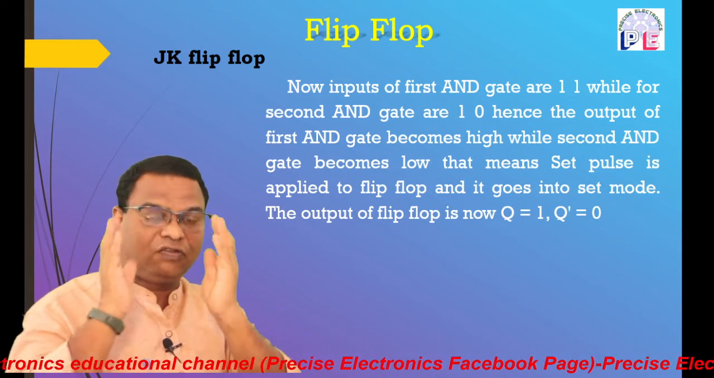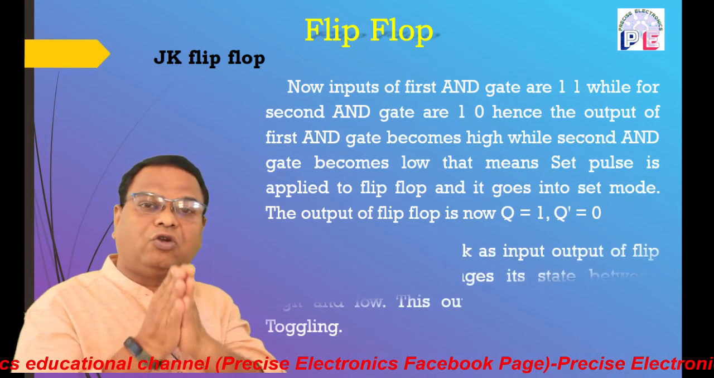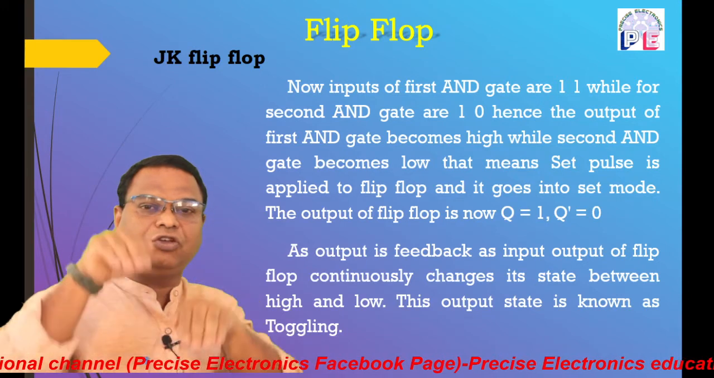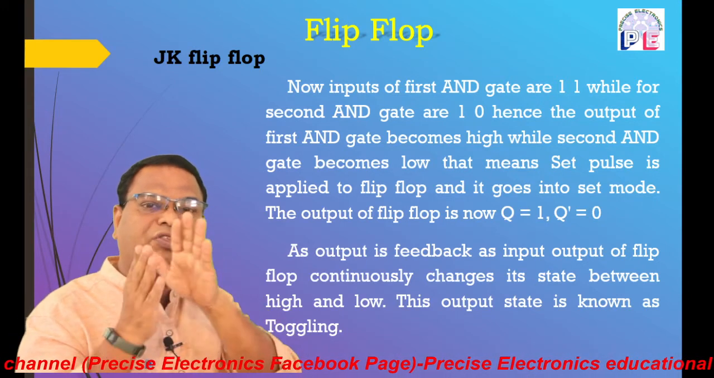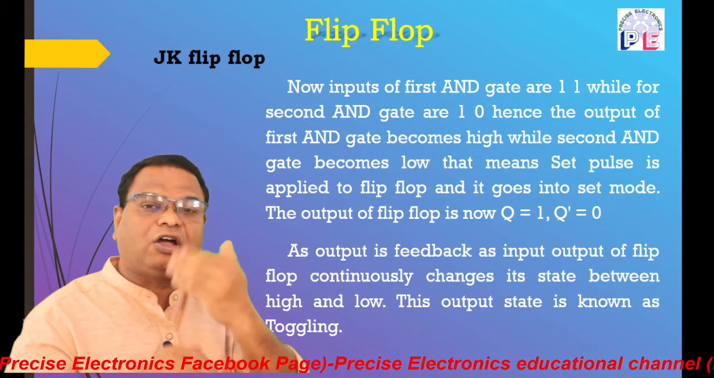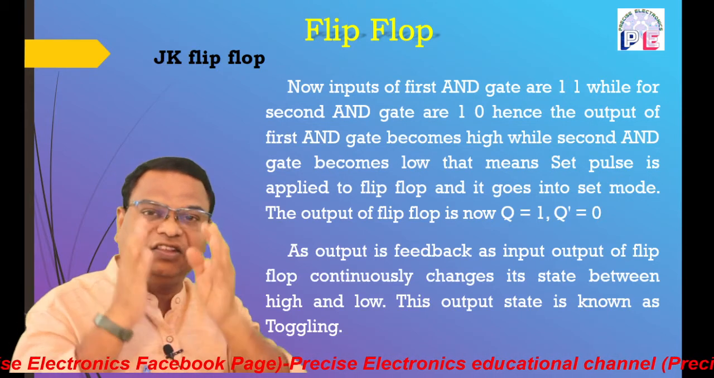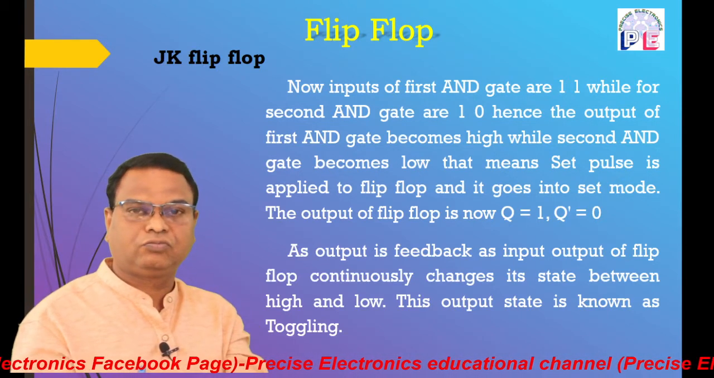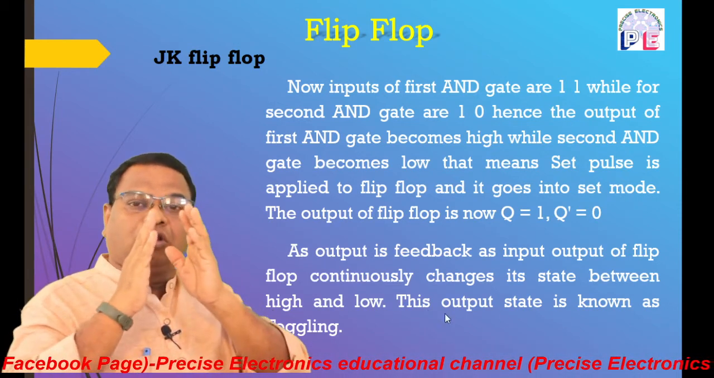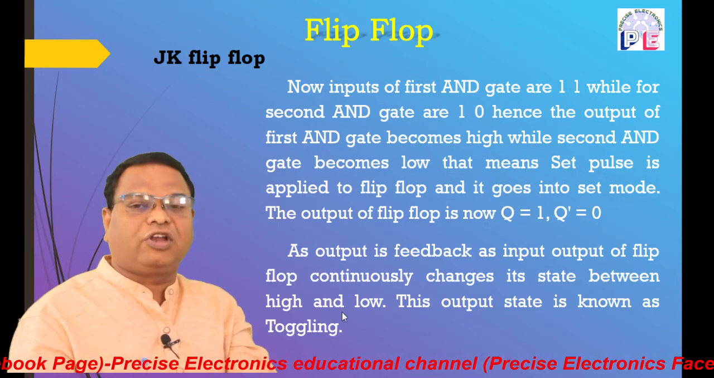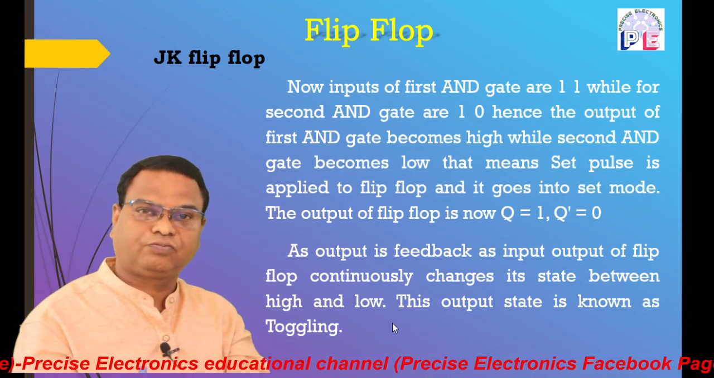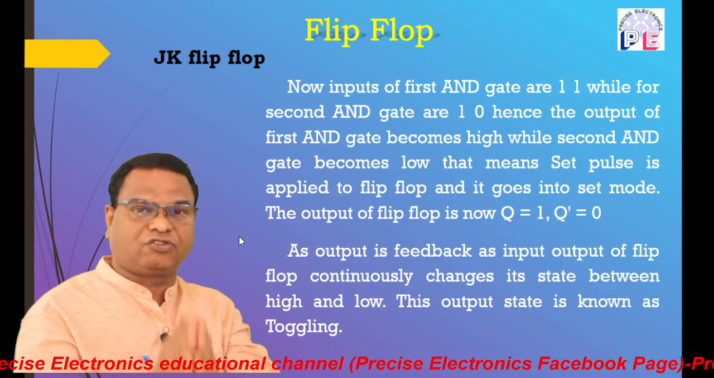From this, friends, it is clear that the output will not remain constant at any state. It changes its state between 1 and 0. That means the flip-flop will not remain in set mode or in reset mode. The transition of state occurs between set and reset. And this condition is known as toggle condition. That means the output continuously changes between 1 and 0. The flip-flop in toggle mode is widely used in counters.